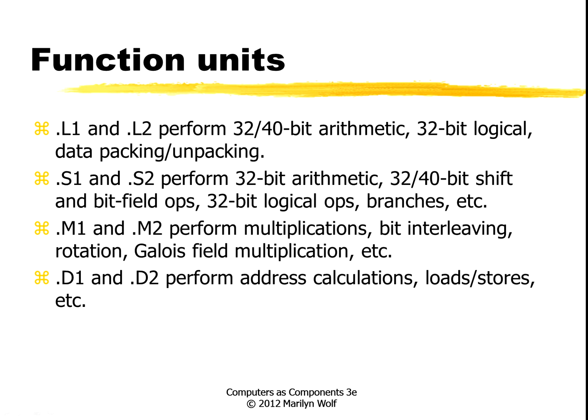There are units called M1 and M2 that perform multiplications, bit interleaving rotation, Galois field operations, and so forth. And D1 and D2 perform address calculations, load stores, and so forth. So there's one set of these operations for the A data path, and then the B data path has its own set of function units.